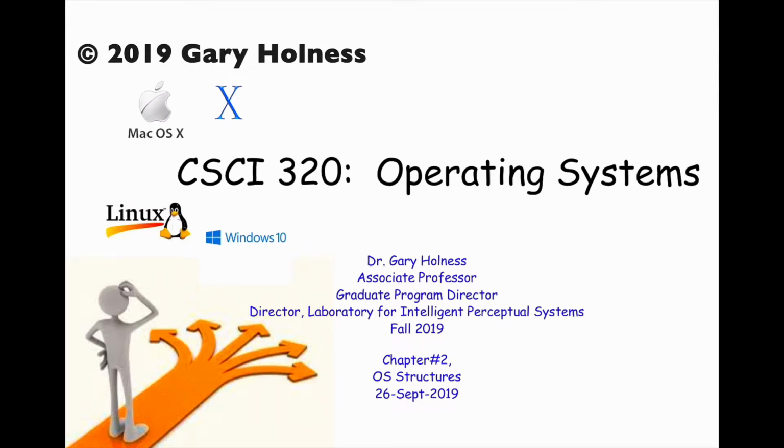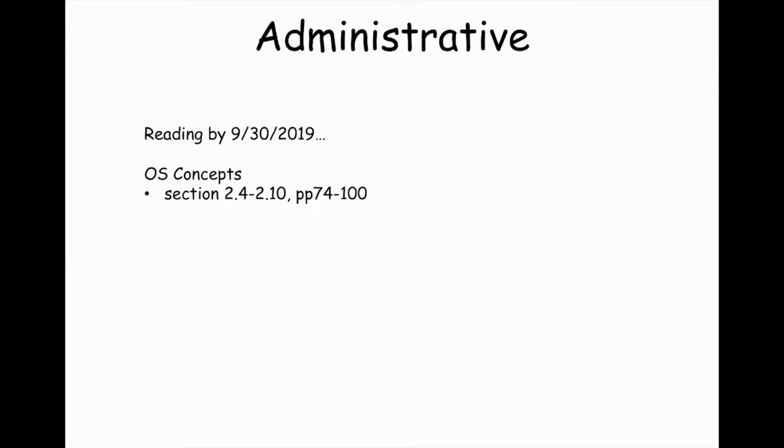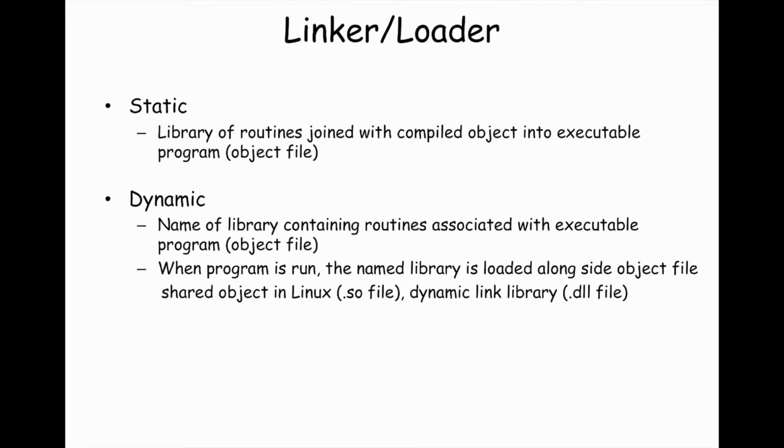Questions? All right. So where we last left off, we talked about, of course, keep up with the reading. We talked about linking and loading, and we talked about two approaches of linking and loading. One was called static, and one was called dynamic. And in the static case, you have a library of routines, and that library of routines has the implementation of the functions that your program is going to be using for its system calls.